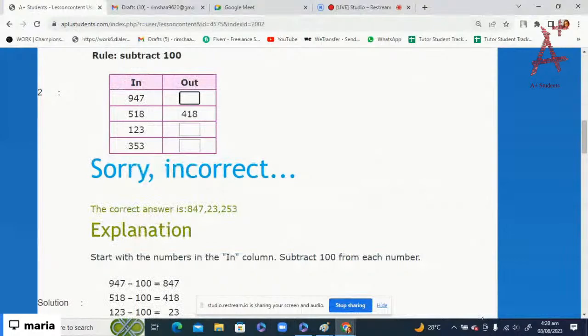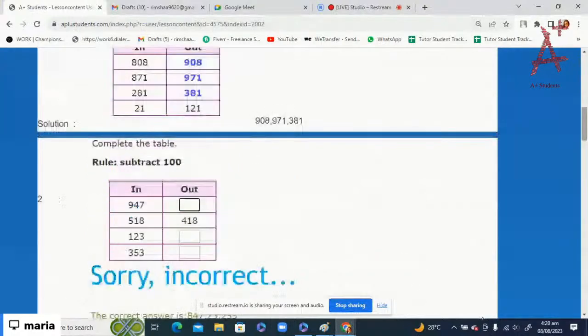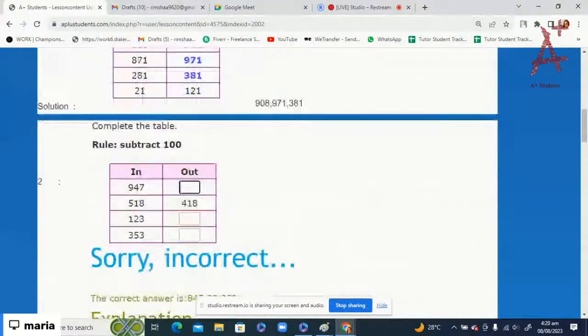So now here is the box. We are not checking our answers firstly. Okay, so here is subtract 100. Now this time we're gonna subtract. Do you know how to subtract? We already did it in the first lesson. Just subtract it. 947 minus 100. Let's do this one together, then you solve these two by yourself. Okay?